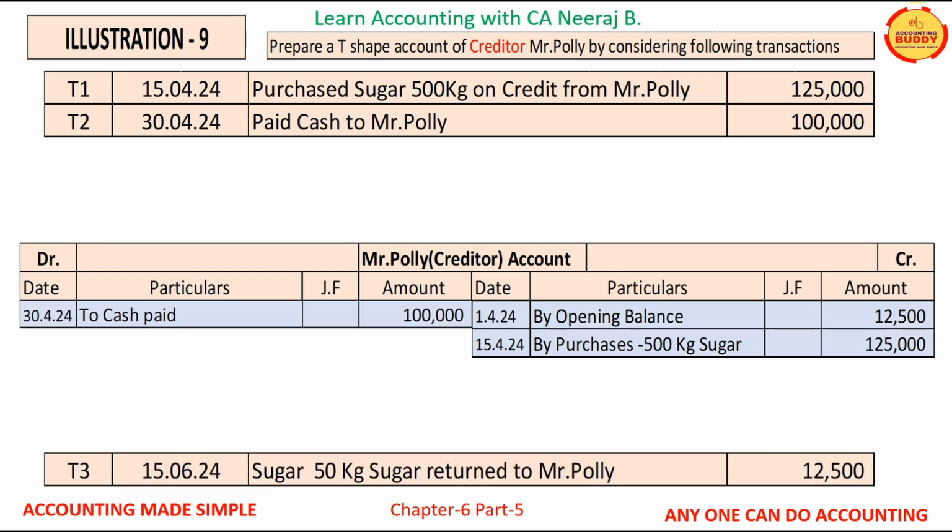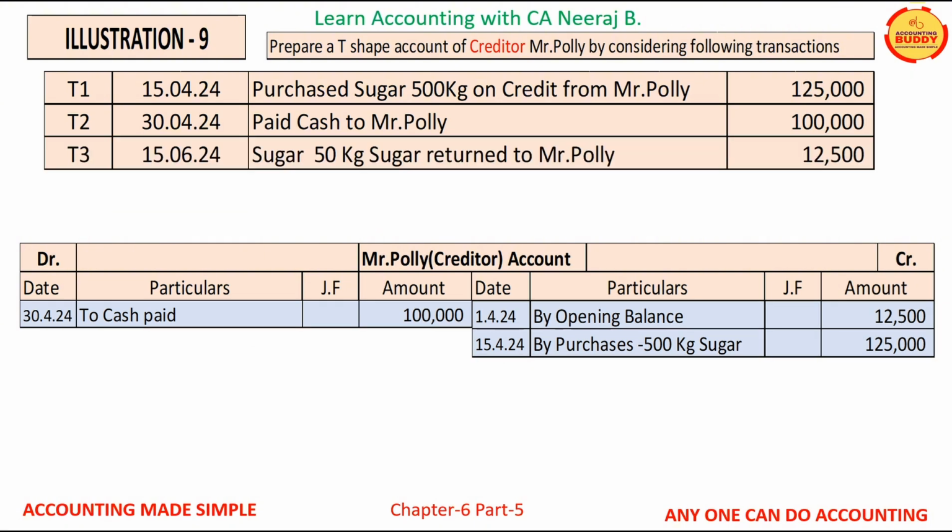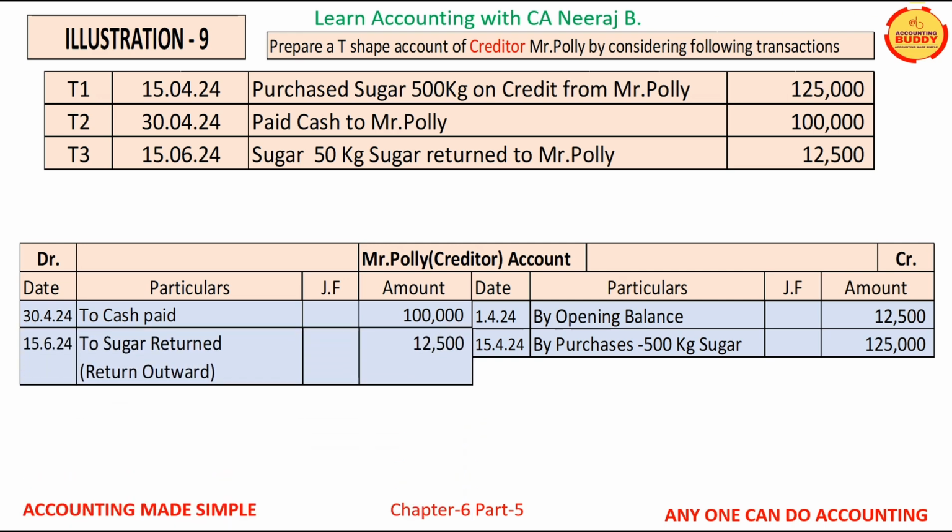Polly's account. Transaction T3 is on 15th of June 24, 50 kg of sugar was returned to Mr. Polly. The cost of the sugar returned is 12,500. Since the sugar worth 12,500 is returned to Mr. Polly, this amount is no more payable to him. Therefore, his outstanding balance will get reduced by 12,500. As per liability account rule, the liability account is debited when liability reduces. Thus, Mr. Polly's account will be debited by 12,500.